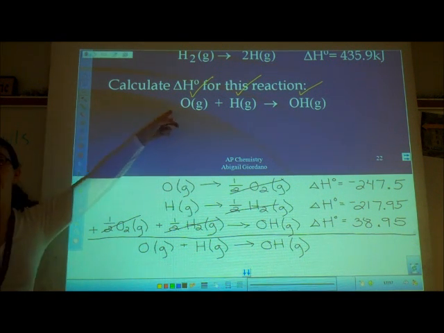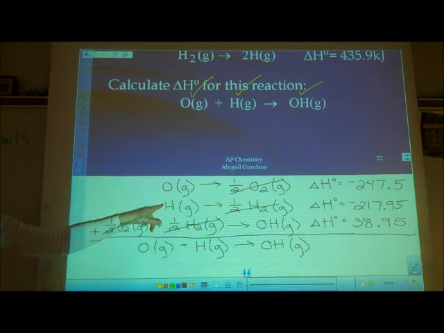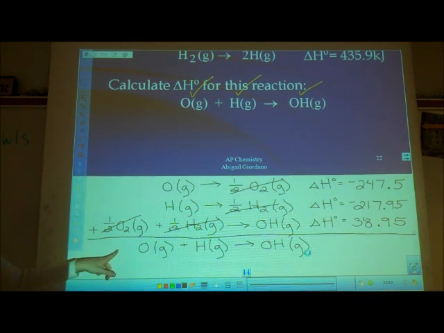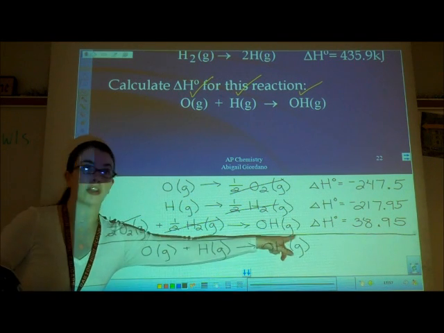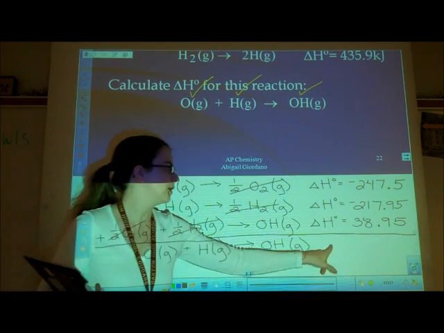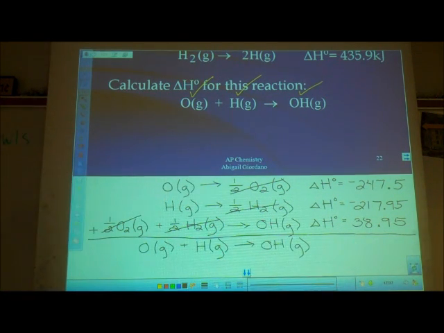They gave us the reaction. The reason we went through this process was, first of all, to ensure that we were getting the correct and proper reaction. But really, what they're asking us to solve for is the delta H value. And how do I get that? Add them all up.